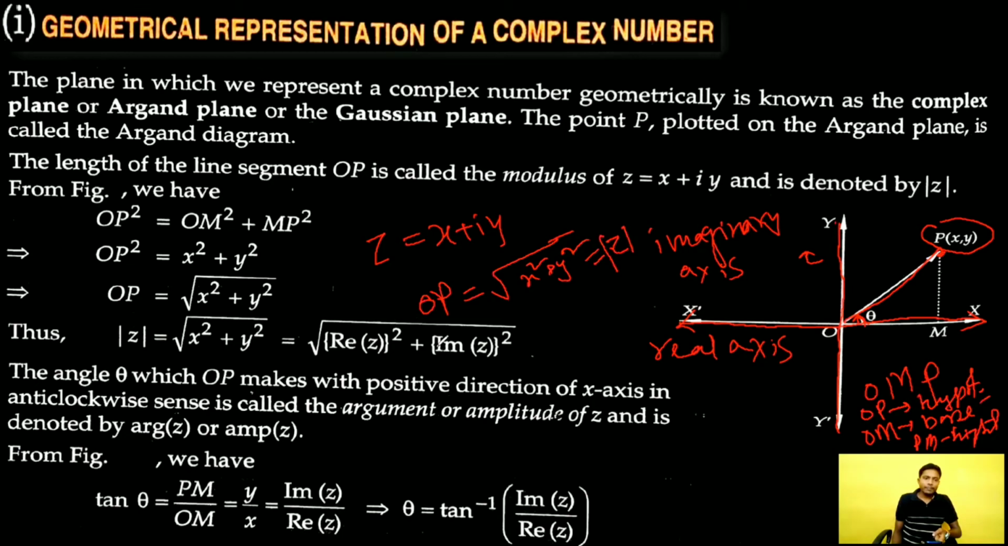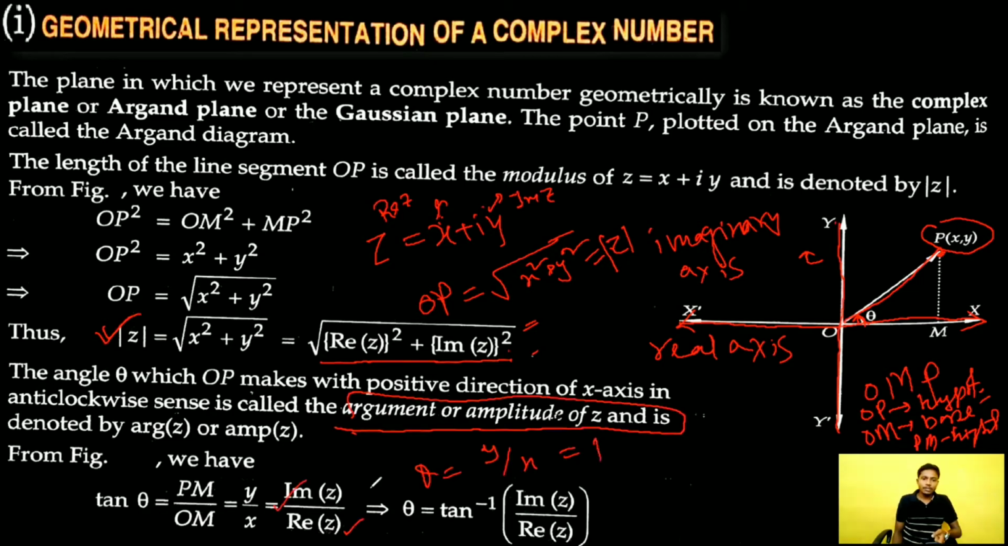Now, z is equal to x plus iy. This x is the real part, Re z, and y is called the imaginary part, Im z. So we can write mod z is equal to root over real part square plus imaginary part square. Now this theta is called the argument or amplitude of the complex number z, and tan theta is equal to y by x. This implies theta is equal to tan inverse of imaginary part divided by real part.